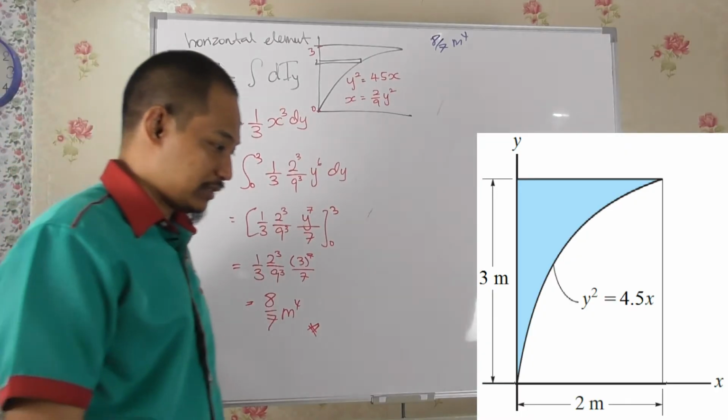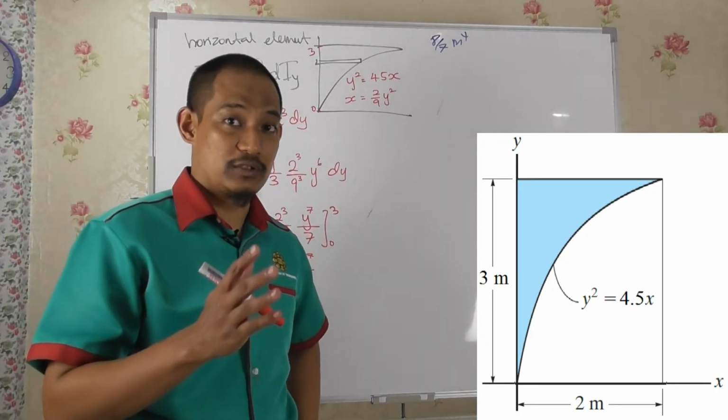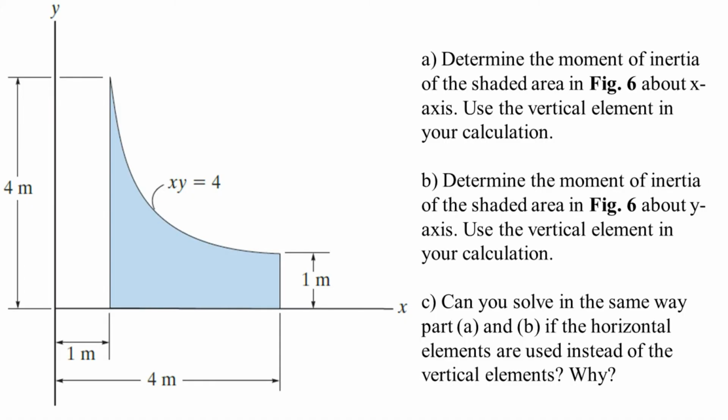Okay, so that is question number 2. Moving on to question number 3. Okay, this is question number 3. So you have the shaded area there in the diagram, and then you have 3 parts of the question.